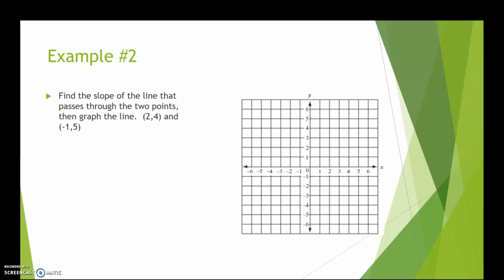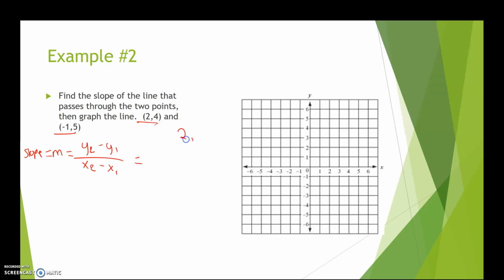Moving on to example 2. Here we have 2 different points. Here they're wanting us to find the slope of 2, 4, and negative 1, 5. So very similarly, we'll set it up. Finding the slope, and let me write it like this, slope, which is your m, which is y2 minus y1 over x2 minus x1.